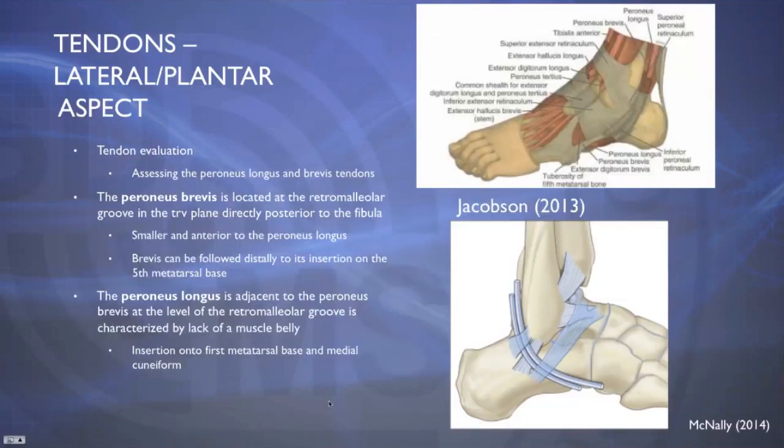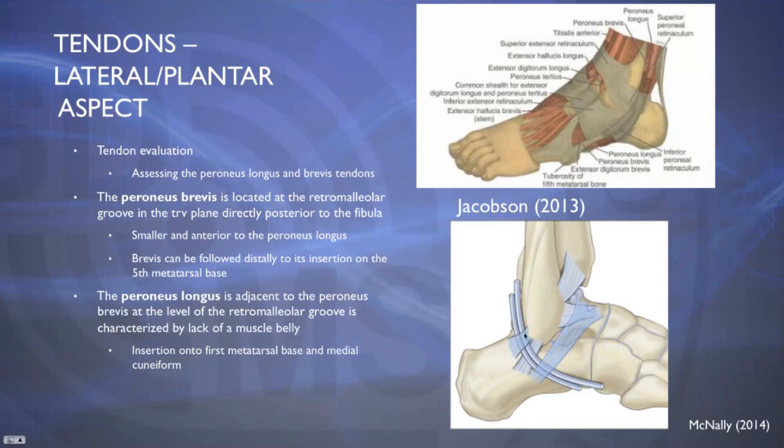Tendons now in the lateral to plantar aspect. We assess the peroneus longus and the peroneus brevis tendons. The brevis is located at the retromalleolar groove in the transverse plane directly posterior to the fibula. It'll be smaller and a touch more anterior compared to the longus, and the brevis will be followed distally to its insertion on the 5th metatarsal base. So we're looking at the brevis. The brevis is going to be located here and along here.